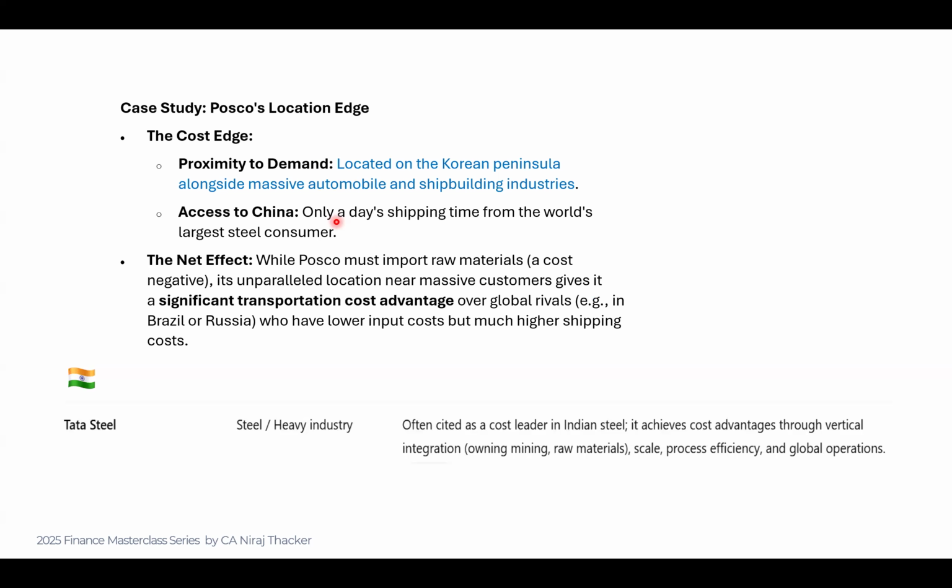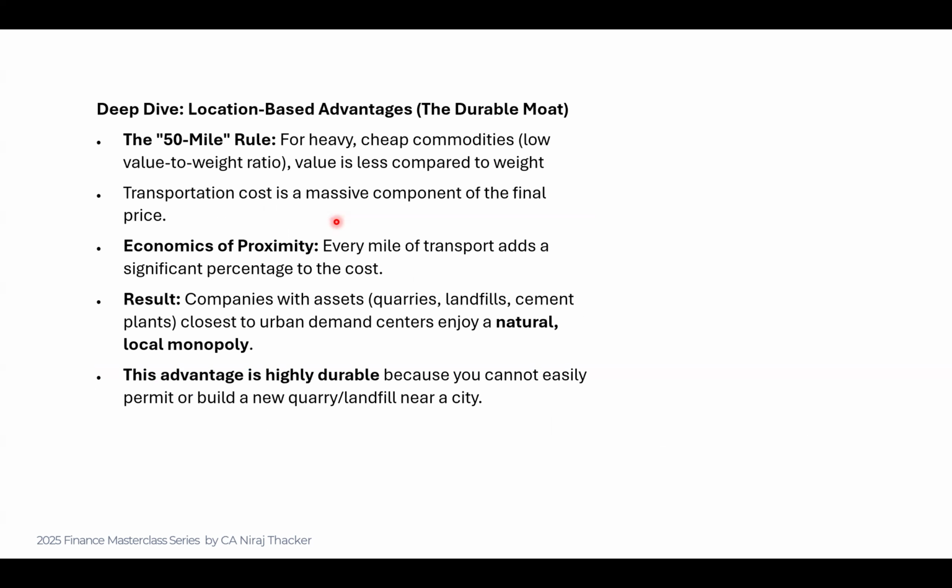Value to cost ratio. This one. Low value to weight ratio. This is also very important when we're talking about location-based. Why is this so important? If your value is less but weight is more, then that dynamic becomes very, very important.